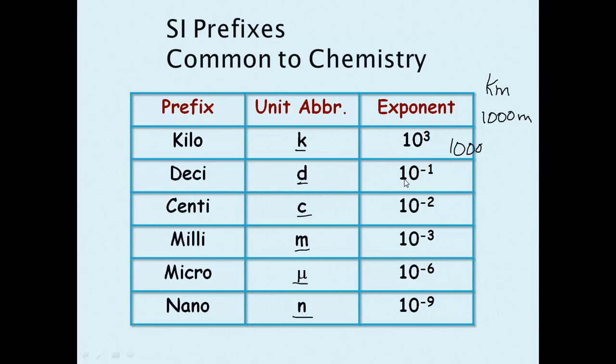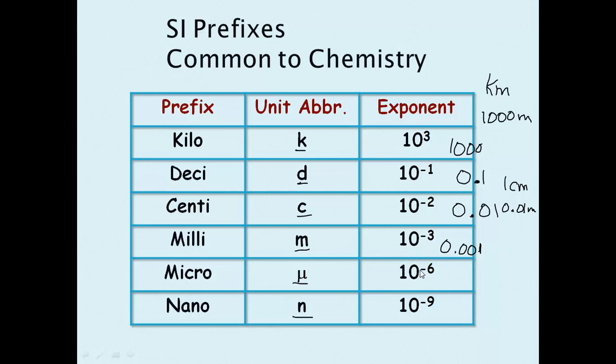All right, deci is 10 to the negative 1, or 0.1. So if I have a decimeter, that means I have 0.1 meters. Centi is 0.01. So if I have 1 centimeter, it means I have 0.01 meters. Milli, 10 to the negative third, that's 0.001. Okay, so 1 millimeter is 1/1000th of a meter. That also means that there are 1,000 millimeters in 1 meter.